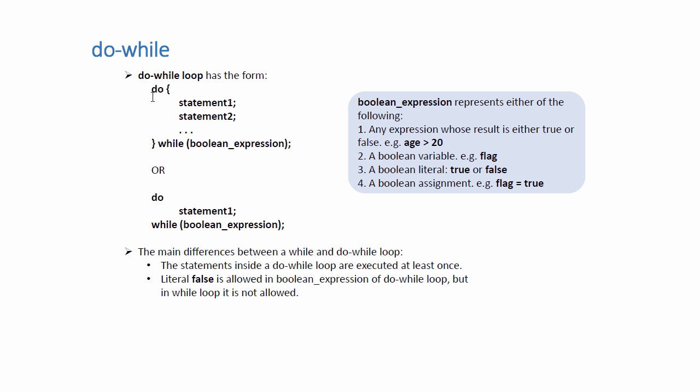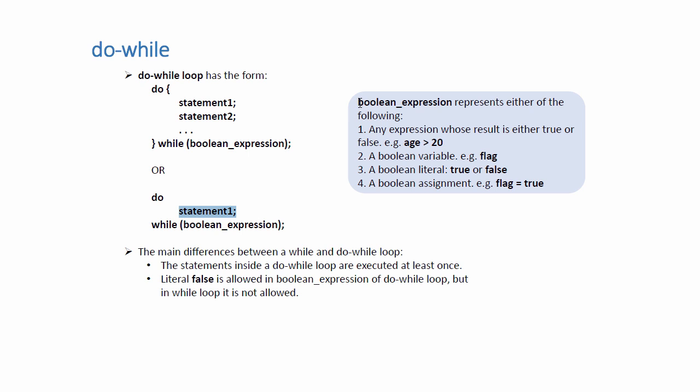Do while loop has the following syntax: keyword do, opening curly bracket, single statement or multiple statements, closing curly bracket, keyword while, opening round bracket, Boolean expression, closing round bracket followed by a semicolon. Don't forget to use a semicolon to end a do while loop. Or if there is only one statement to be executed inside the loop, then you can omit curly brackets. But it is not a recommended practice.